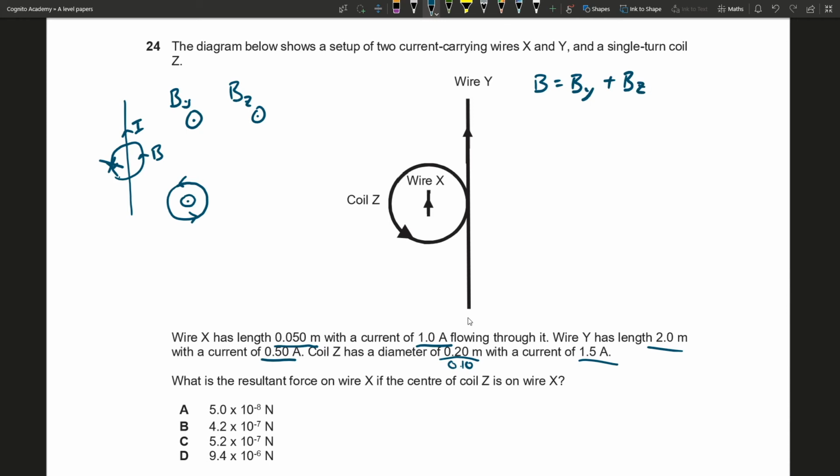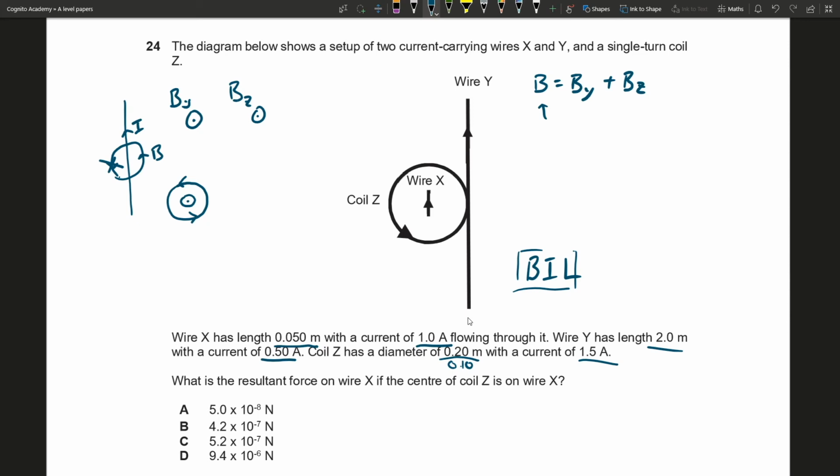Now why do we want to find the magnetic field at wire X? Because the force on wire X is given by BIL, where B is the magnetic field over here that we will calculate later, I is the current going through wire X, and L is the length of wire X. So later, once we find this, we'll get our answer, but first we have to find the combined magnetic field strength.